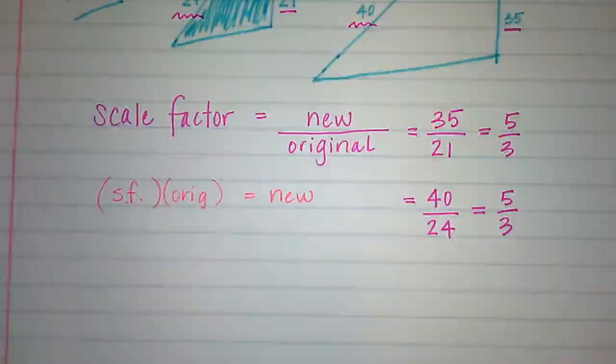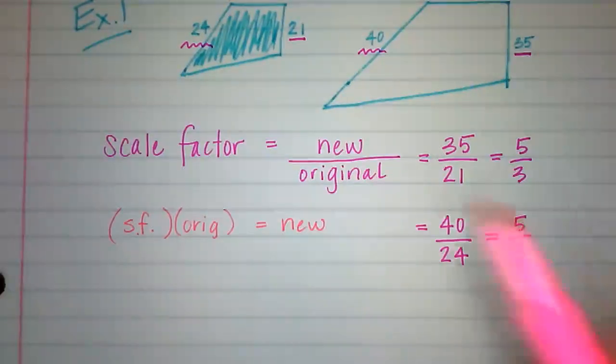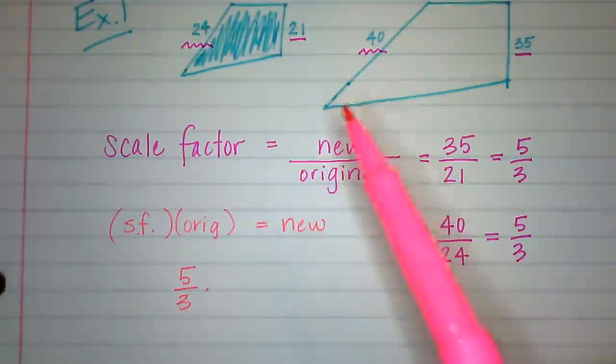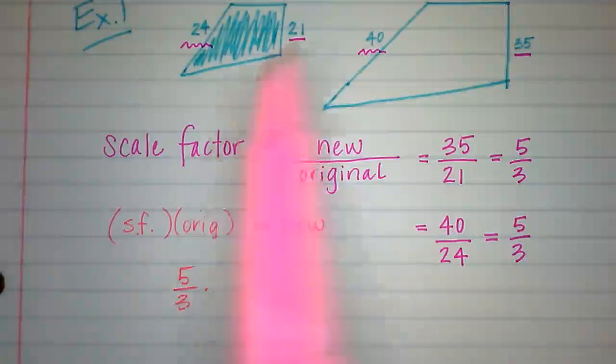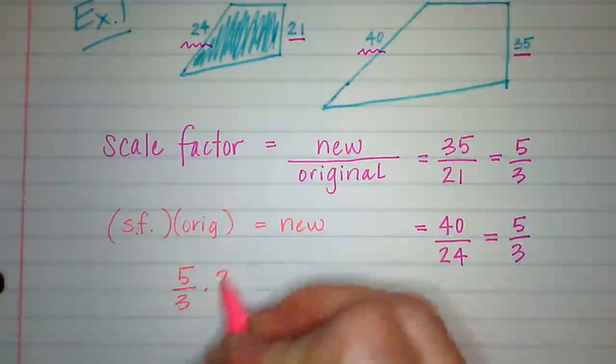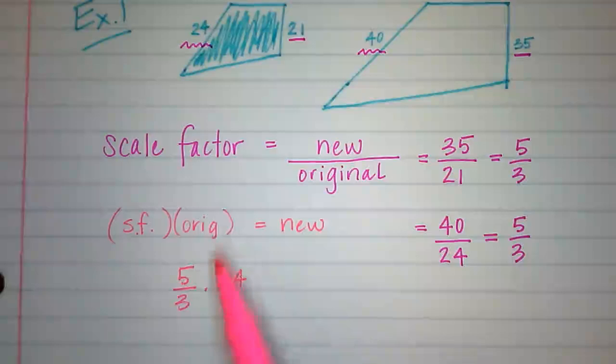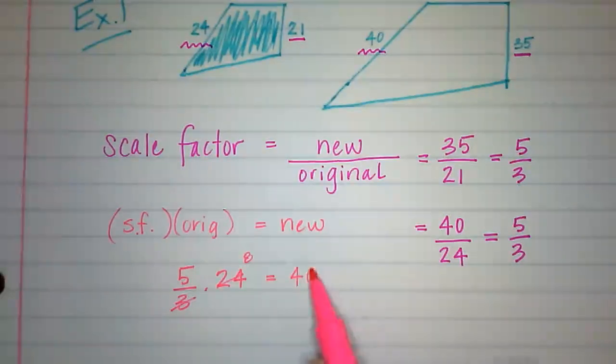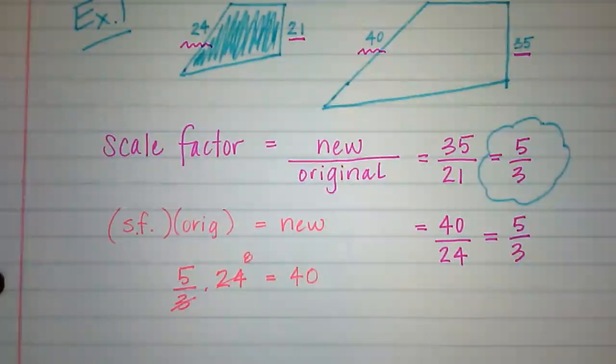Just to show you what I'm saying, if we took the scale factor, which is 5/3, and multiply that by one of the sides of the original shape, I'll just do 24. If we multiply that by 24, I like to cancel, so I'm going to reduce that right there, and I get that the new side should be 40. So that's one way to double check that your scale factor is correct. Again, this one, scale factor is 5/3.